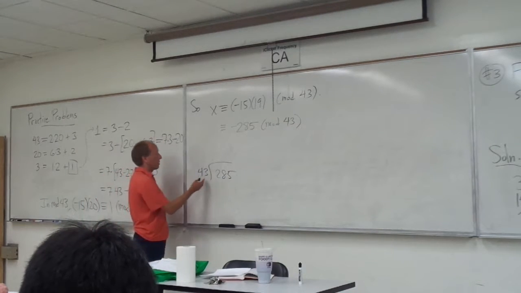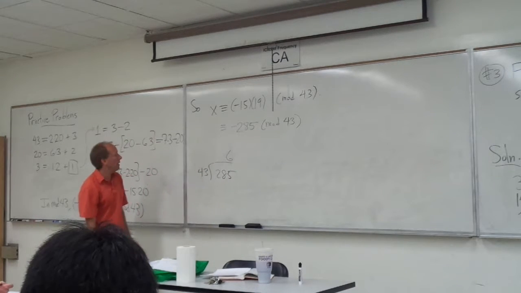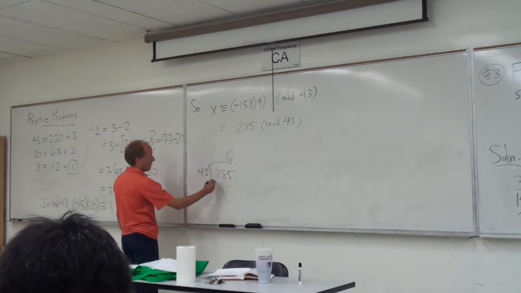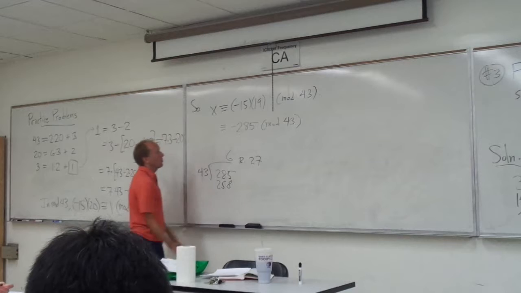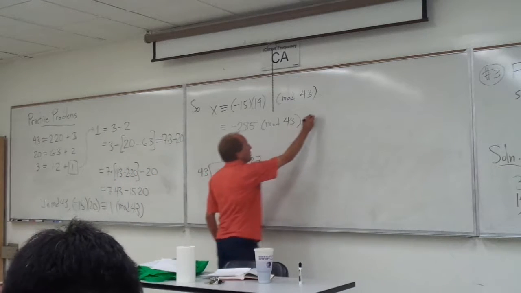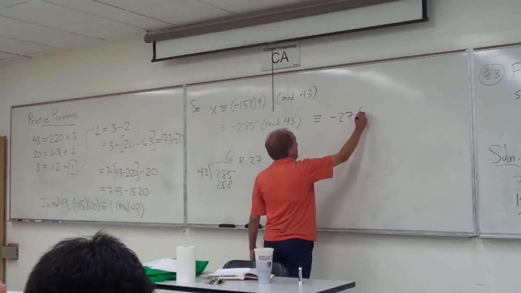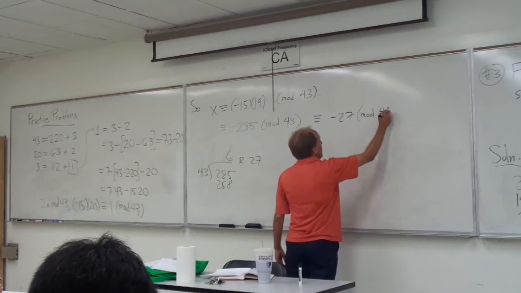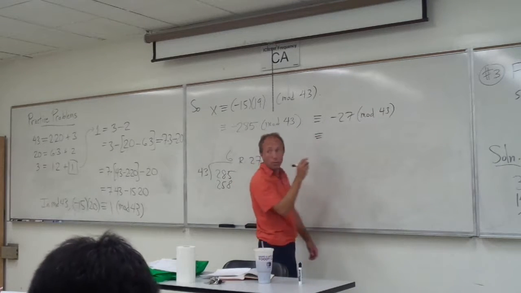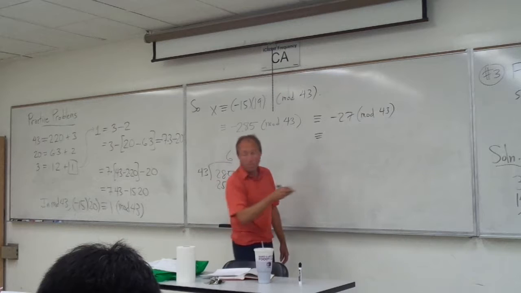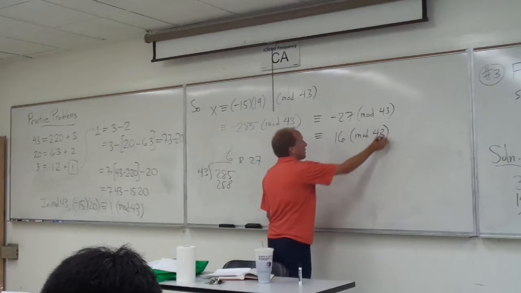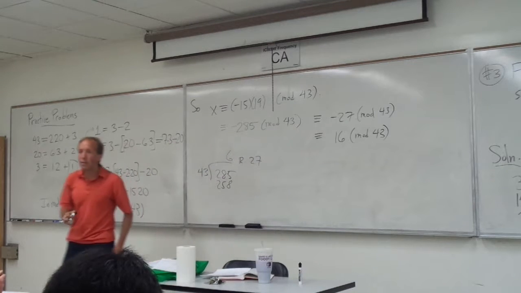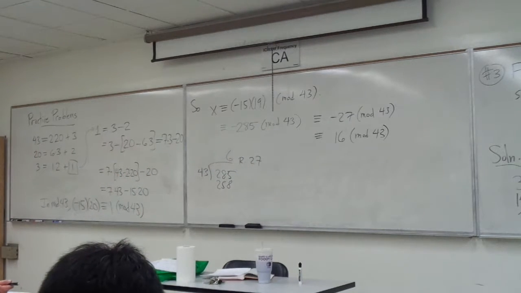So this is about 6 times that it goes in there, right? So if I do that, this is 258, so the remainder is 27. Okay, so negative 285 is the same as negative 27. And negative 27, of course, so Brittany suggested we get a positive number, so that would be 16. If we take 43, subtract 27, and change the sign, it's positive 16.